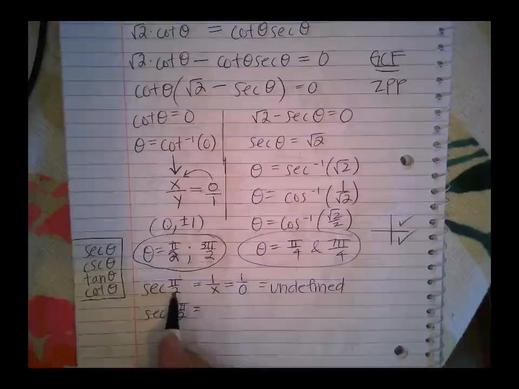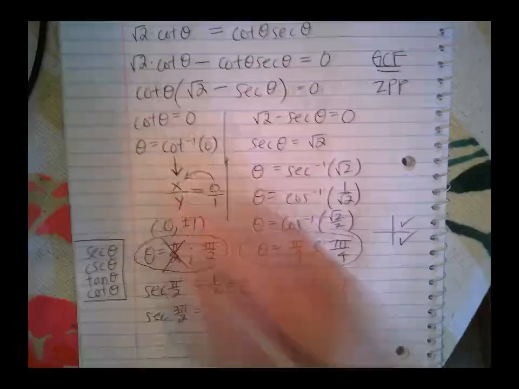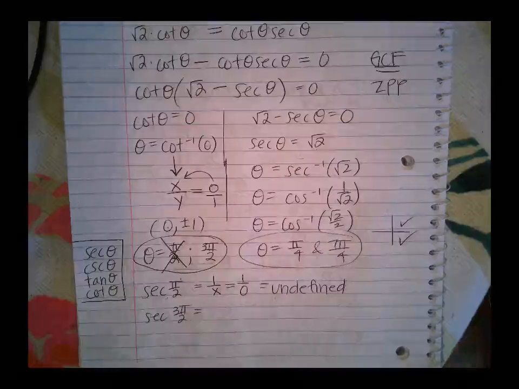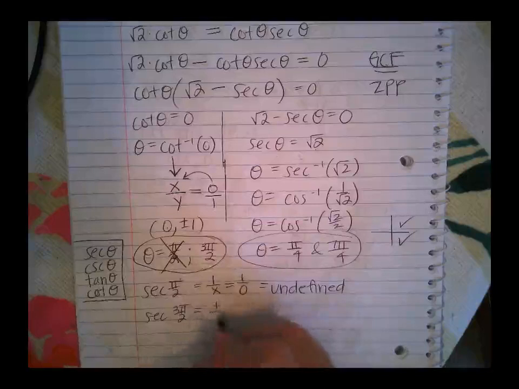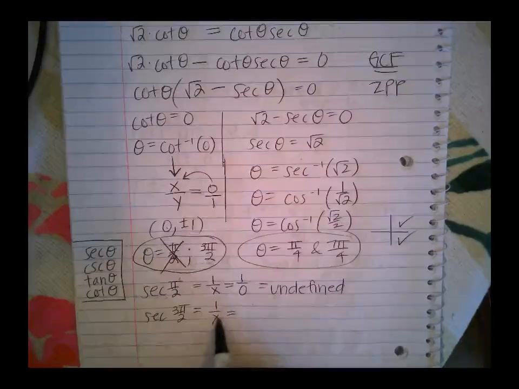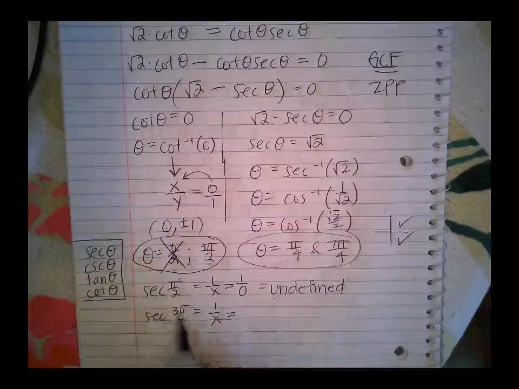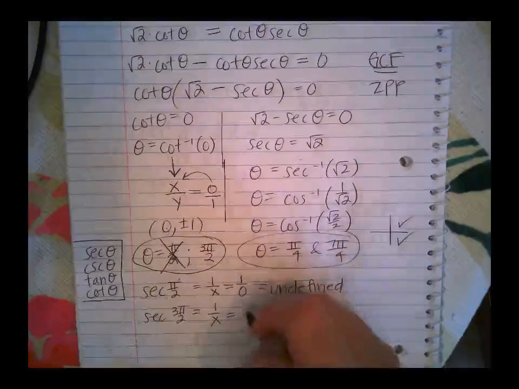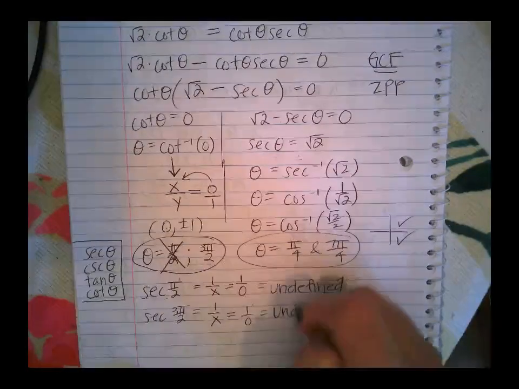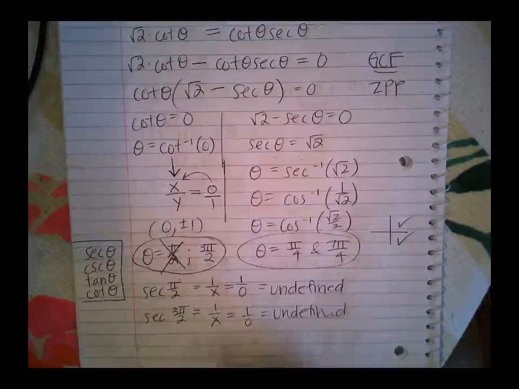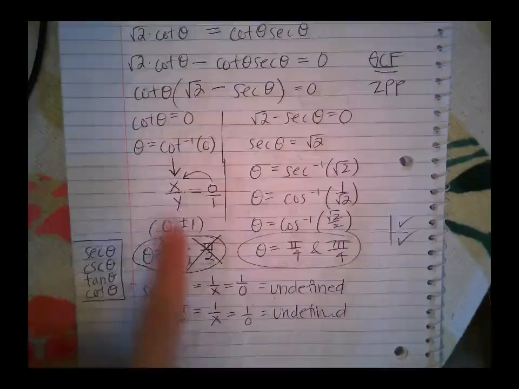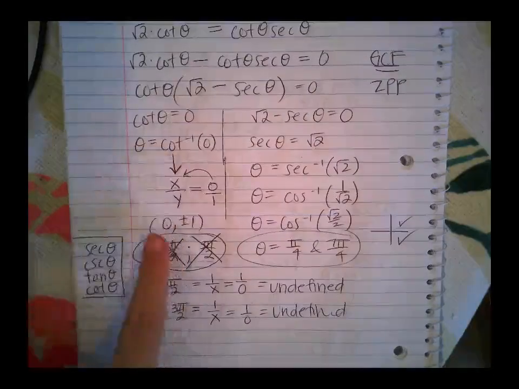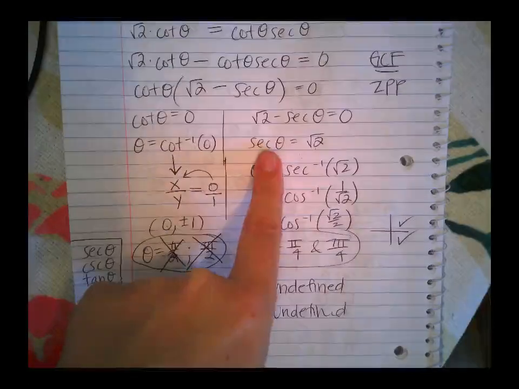If it's undefined, like pi over 2 is, you have to cross it off. It's not allowed to be in the circle. He's illegal. So let's do the same thing with 3 pi over 2. So it's the reciprocal of the x coordinate of 3 pi over 2. That's also 0. So we have 1 over 0. This is undefined as well. Oh no. 3 pi over 2 is also illegal.